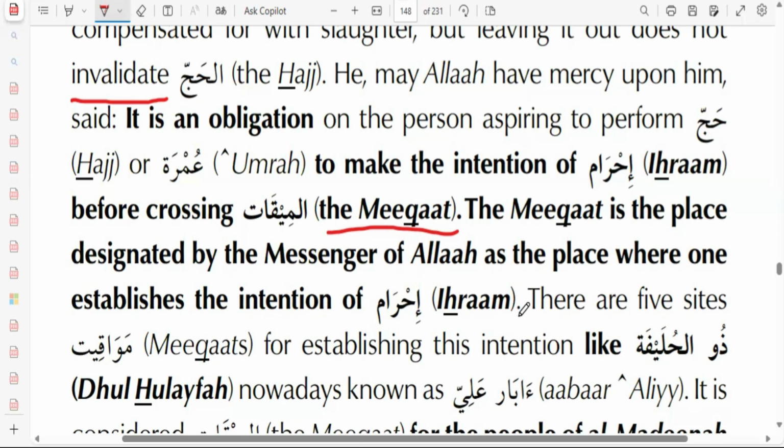So if you did cross those places without being in Ihram, although you want to go for Hajj or Umrah, that would be haram. And if you make Ihram after that, it's still going to be a valid Ihram. You still can do a valid Hajj, but you committed a sin.